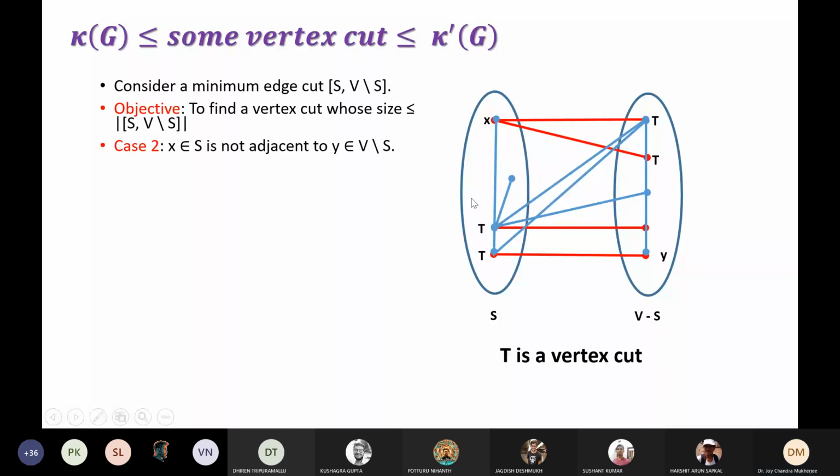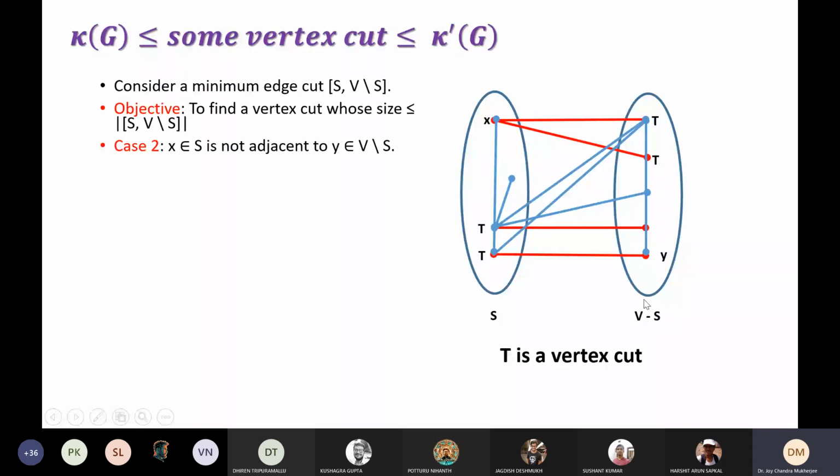How do we do that? So suppose this is X and this is Y and they are not adjacent. Then what I will do, all the vertices adjacent to X which are in V minus S, I am denoting those vertices by T. So X has these two adjacent vertices which are in V minus S. So I will mark them as T. Okay. Also, in part S, I will mark all those vertices as T which have at least one neighbor in V minus S.